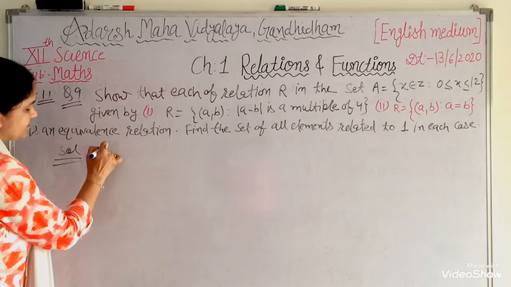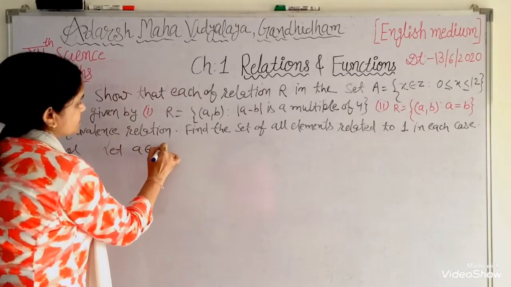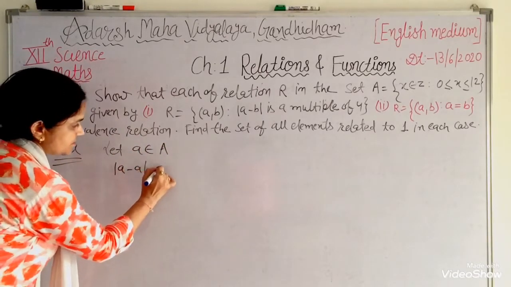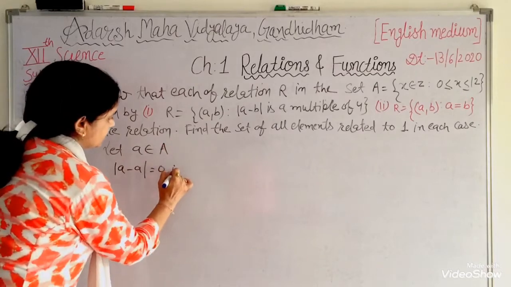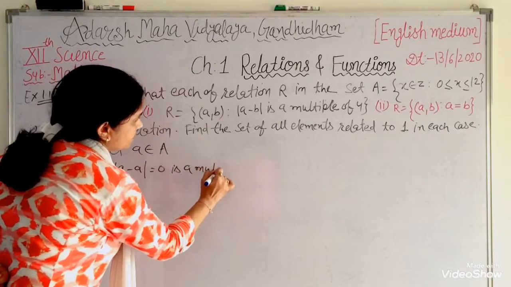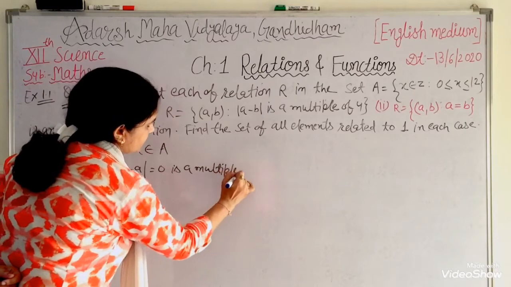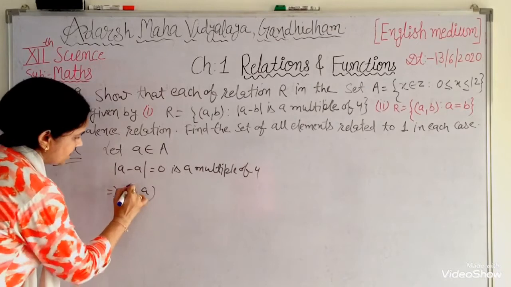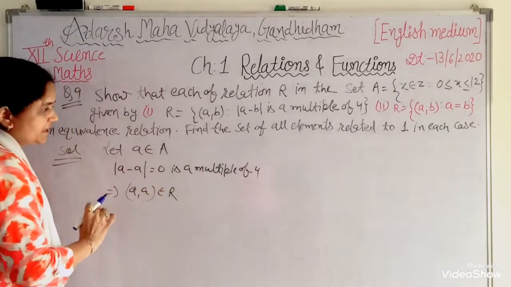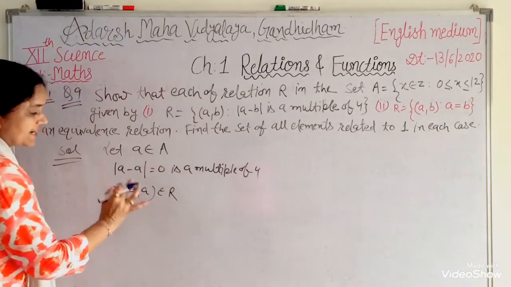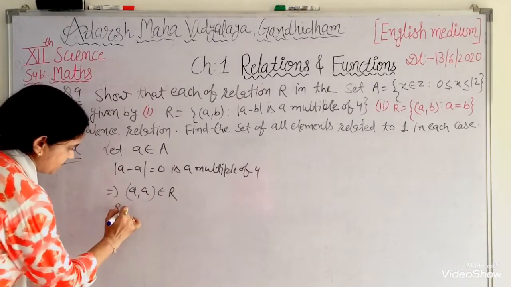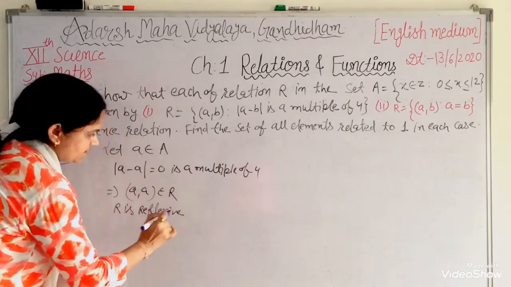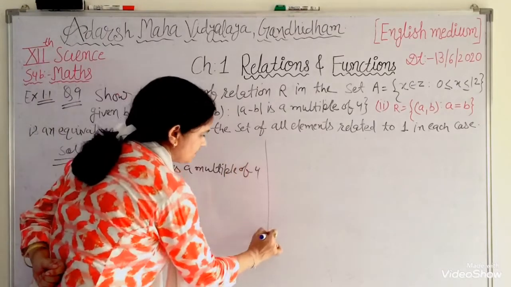For the reflexive, let a belongs to A, then a minus a is 0 and is a multiple of 4. Hence, student, (a, a) belongs to R. It means you can say that R is reflexive. Same relation in set A.